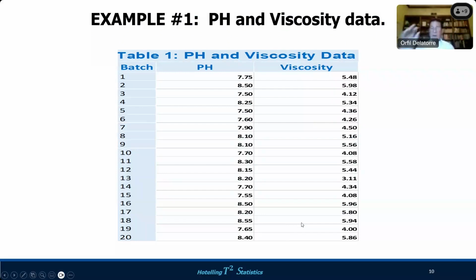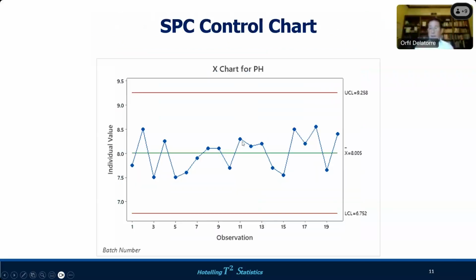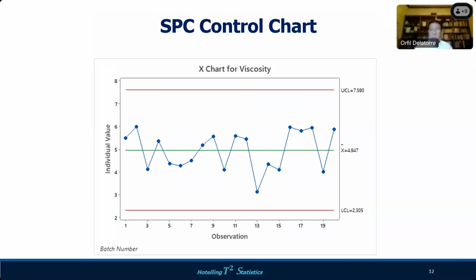And obviously, you can have your traditional SPC chart, the Shewhart chart. If you see this chart, the pH is behaving very well, right? Not a problem. If you see viscosity, well, a little more dispersion, but still within the upper control limit and lower control limit, so it's fine. So what's your decision using SPC? Release the product, right? That's your decision. Release the product because I don't see any problems using SPC.